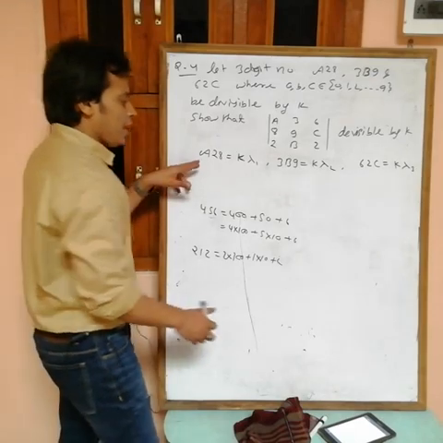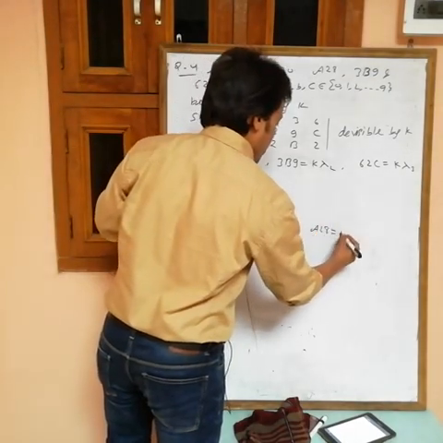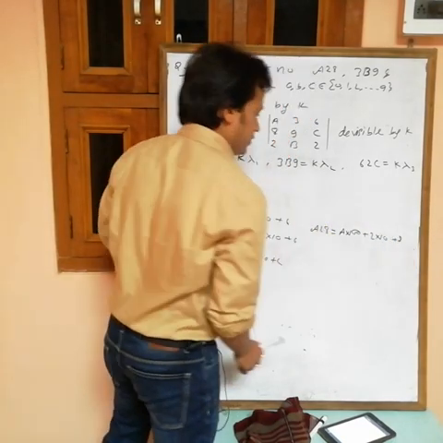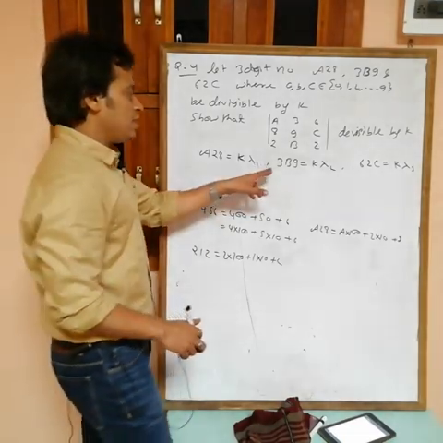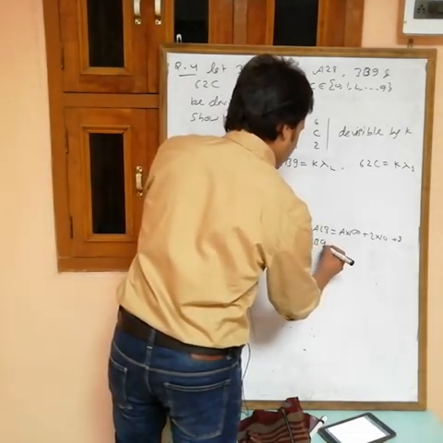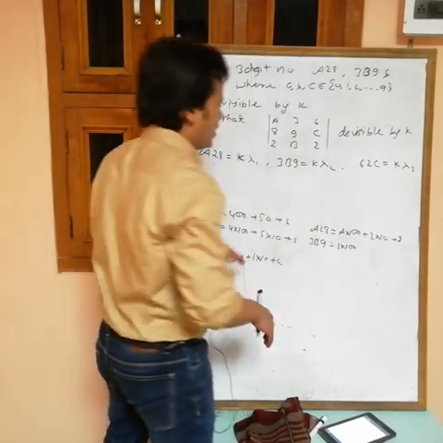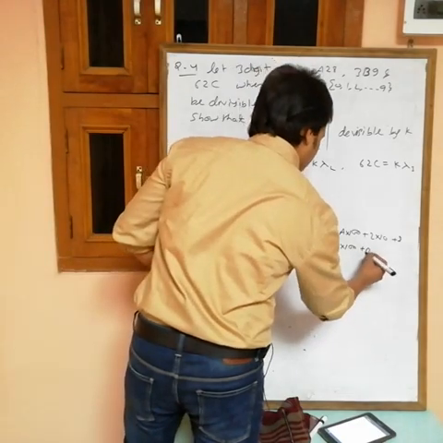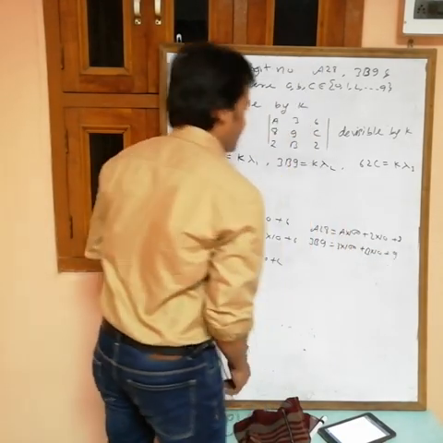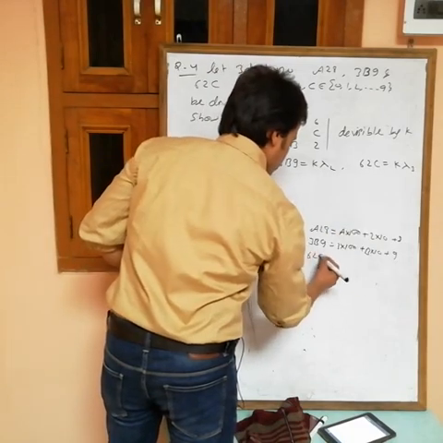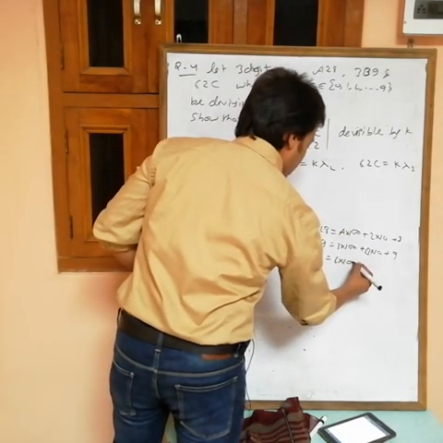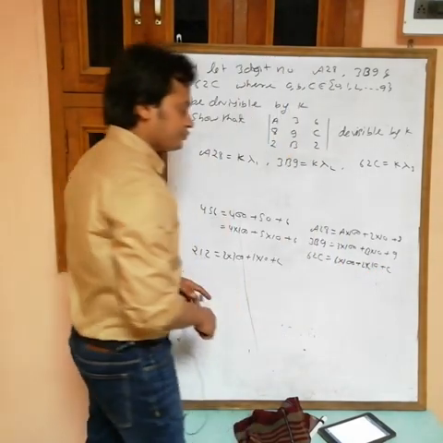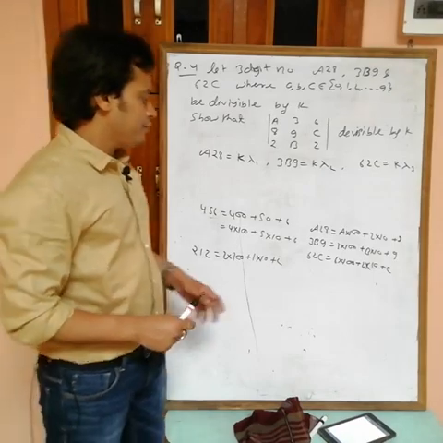So similarly, a 2 8 means a into 100 plus 2 into 10 plus 8. 3b9 means 3 into 100 plus b into 10 plus 9. And 6 2 c can be written as 6 into 100 plus 2 into 10 plus c. Why am I writing this?